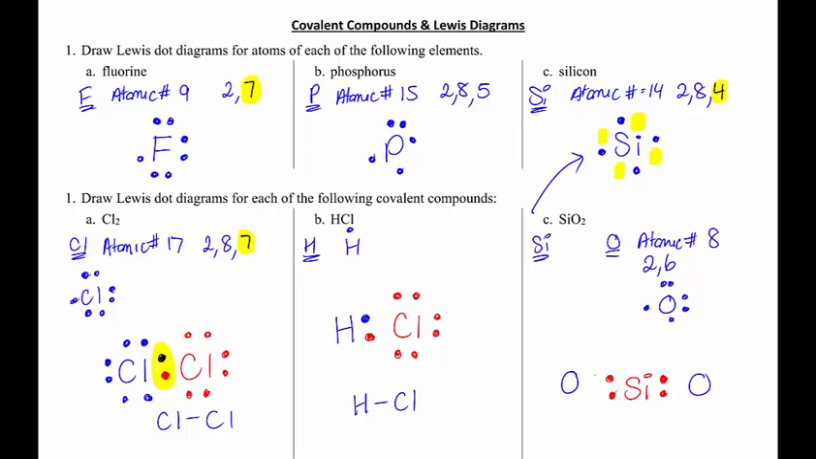Oxygen is going to share 2 electrons, and then its other 4 will be represented on the outside. Now, because it's sharing electrons here and here, that's forming a double bond. So that would be O double bond Si double bond O.